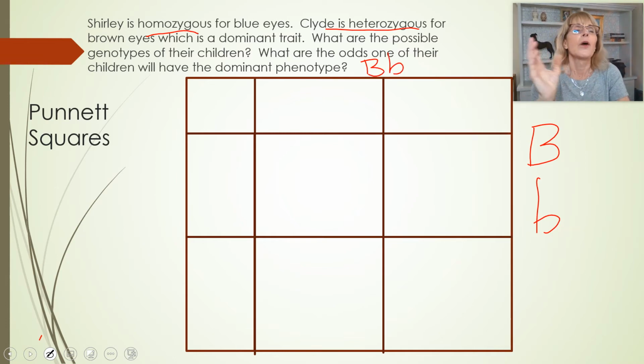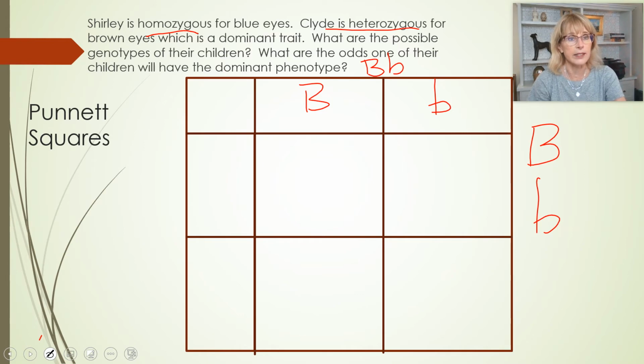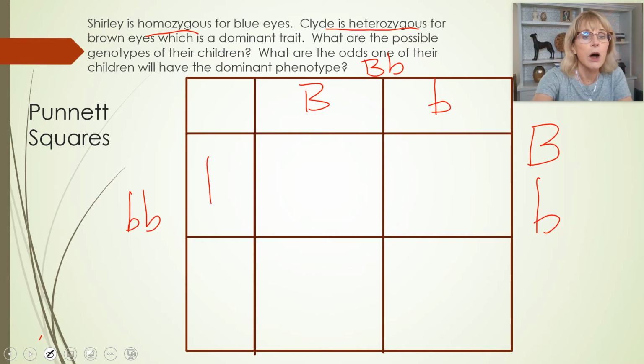But when he makes sperm, half of his sperm get this allele and half of his sperm get that allele. Okay, so half of his sperm, brown-eyed allele, half of his sperm, blue-eyed allele. Shirley's going to be over here, and she's lowercase b, so when she makes eggs, all of her eggs have got a lowercase b because she's homozygous for that trait.